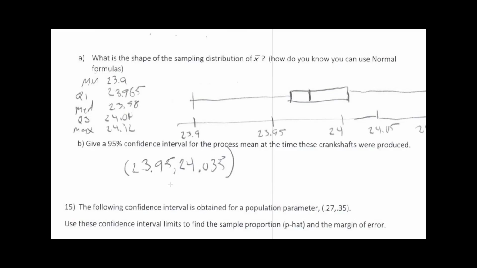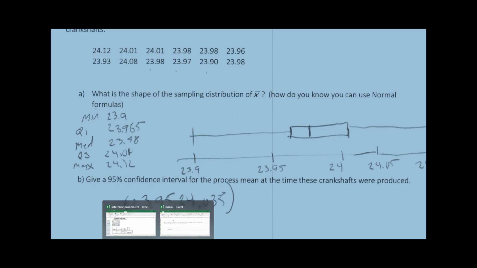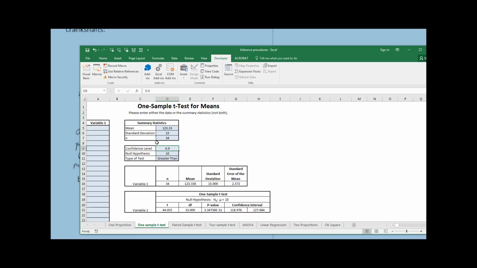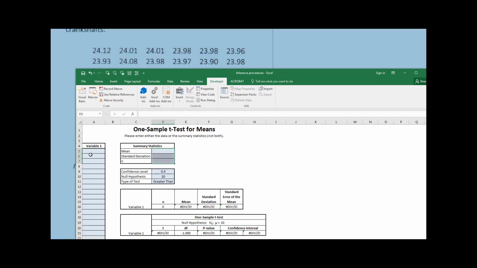As far as the confidence interval goes, let's back up here. In our nice fancy spreadsheet, I'm going to get rid of these numbers, and then I can come over here and type in the new ones. So 24.12, 24.01, another 24.01. Okay, I'm going to keep typing. You don't necessarily need to watch me type this whole thing out.